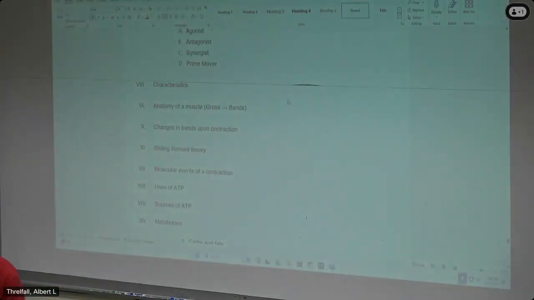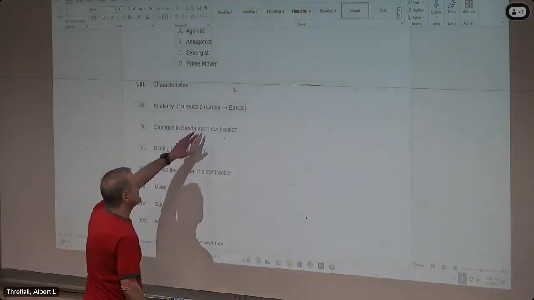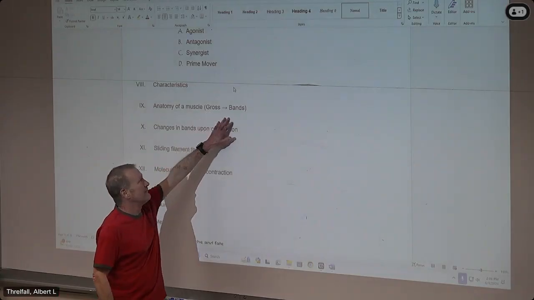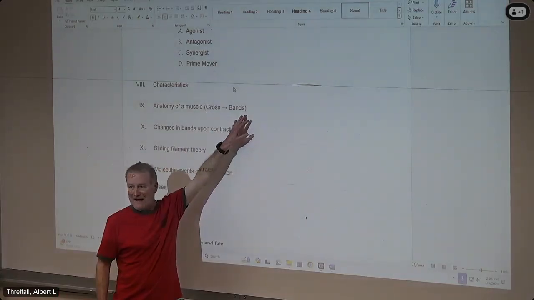This is topic 9, anatomy of a muscle. So we'll be starting at the gross level. We can see it with the naked eye. We'll be going down to magnified thousands of times.